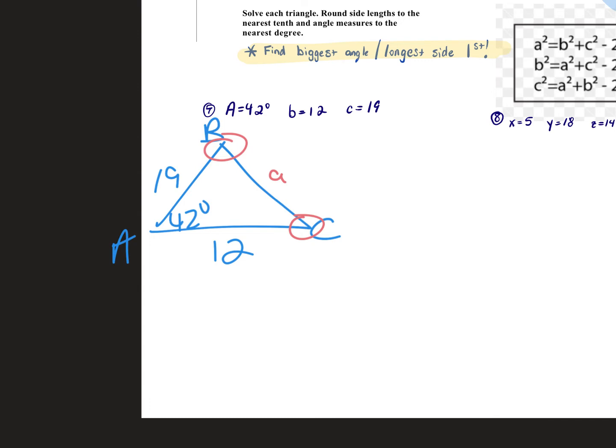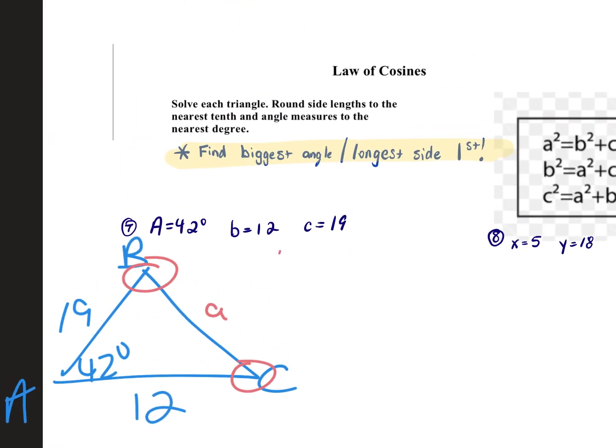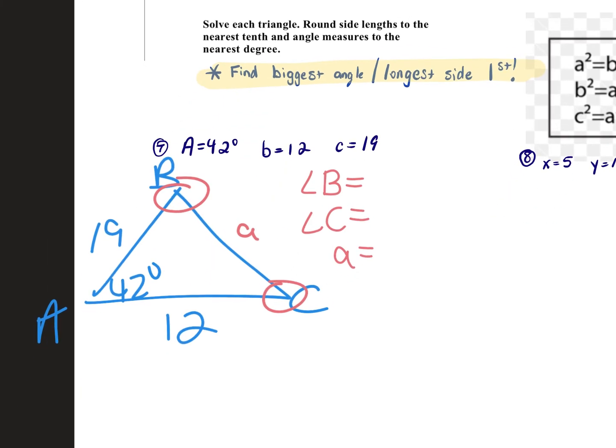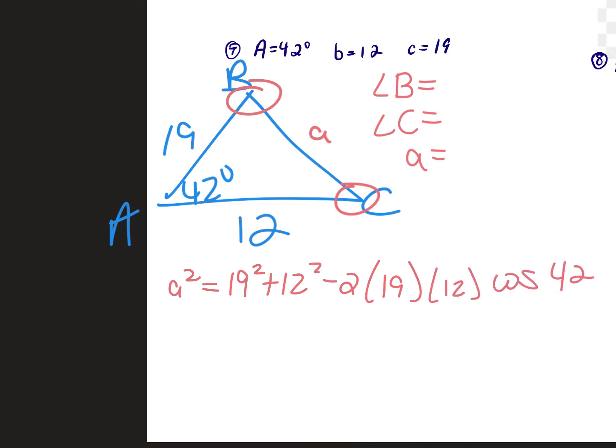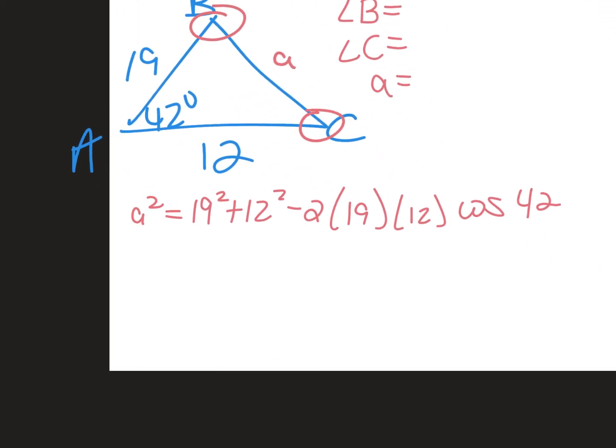So using the formulas, I'm going to say, okay, I have to find B, I have to find C, and I have to find little a first. So I'm going to use the one that says A squared equals the other 2 sides: 19 squared plus 12 squared minus 2 times 19 times 12 times the cosine of the angle across from the side you're looking for. At that point, guys, that's all I need to see for you as far as work is concerned. You can do all of this in your calculator. And when you do all of it in your calculator, what do you guys get? A squared equals what?